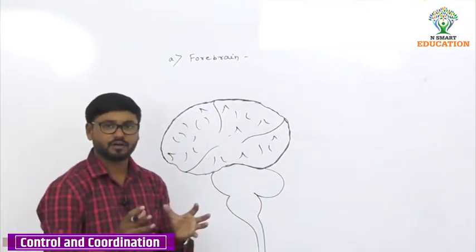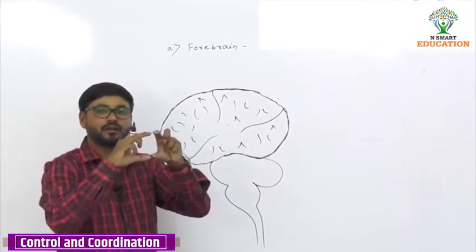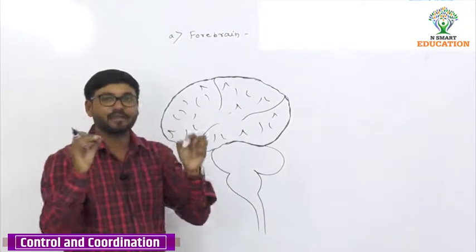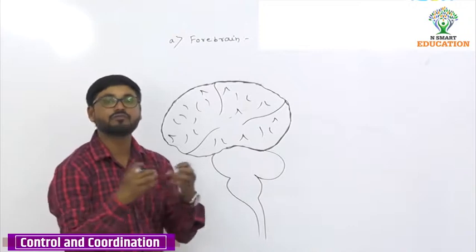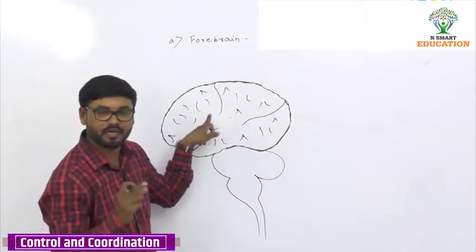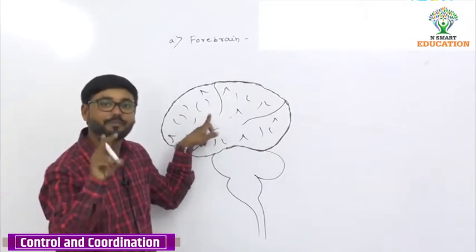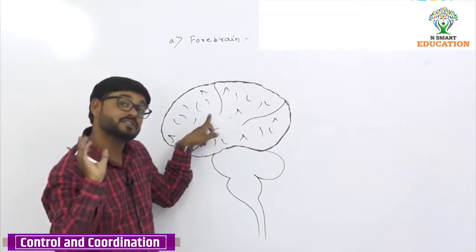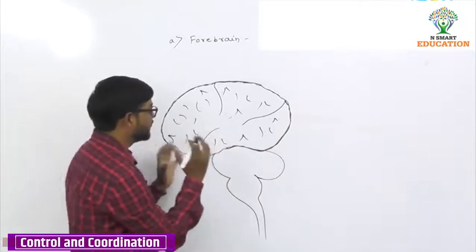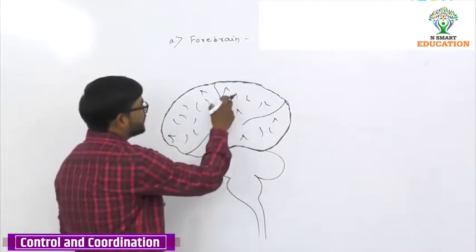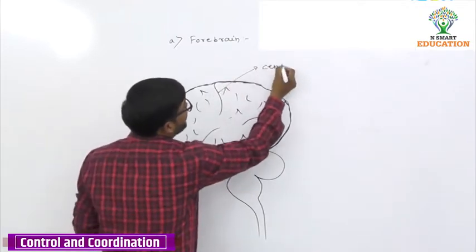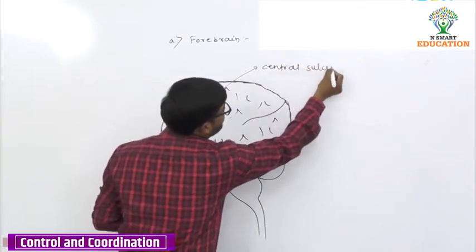The cerebrum is part of the forebrain, and it is divided into two cerebral hemispheres, which are connected through the corpus callosum. But here each cerebral hemisphere has three prominent types of sulcus. Here I'll discuss the sulcus. This type of sulcus in the diagram is called the central, what will you call it, the central sulcus.